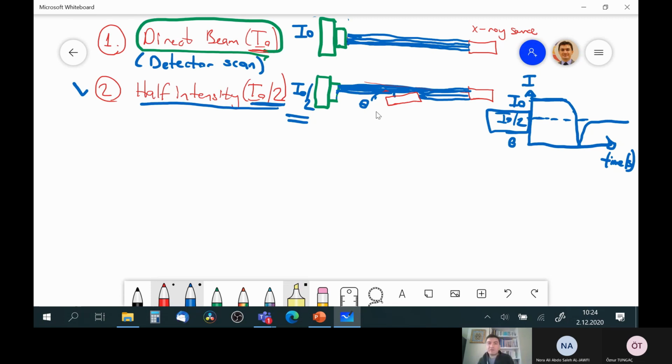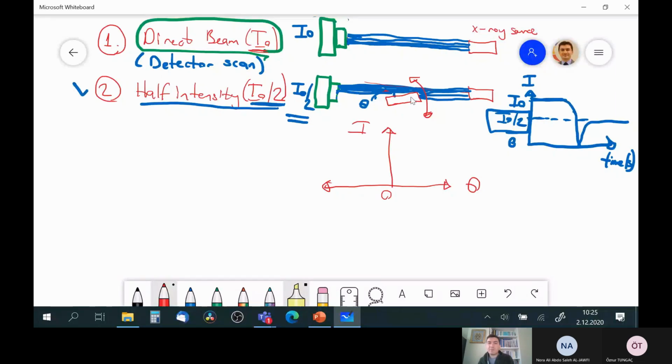In this case, you have to move the sample in these directions, in positive and negative directions. So you have to carry out a sample scan. So what is a sample scan? It is like a detector scan. The X-ray source is at a fixed position, the X-ray detector is at a fixed position, and we move the sample. So what is the sample scan? This is the theta angle, sample angle. This is the 0, and this is the intensity.